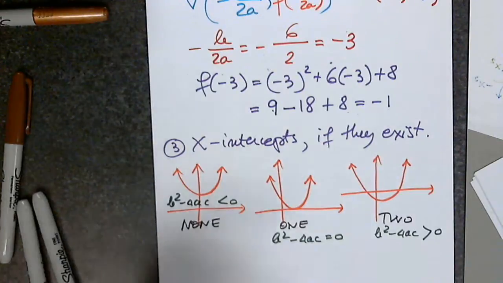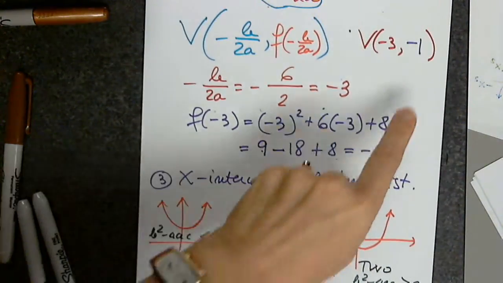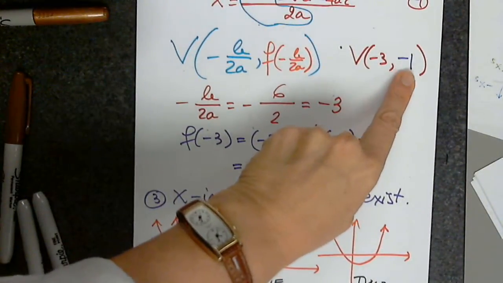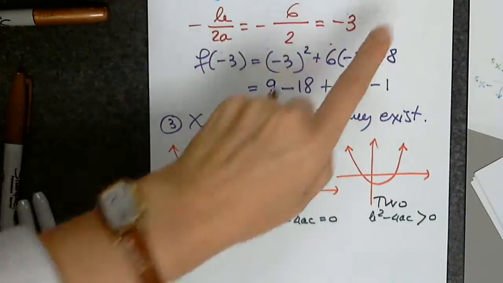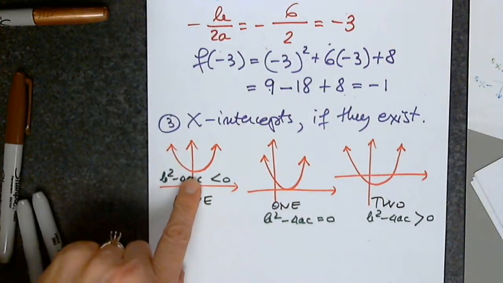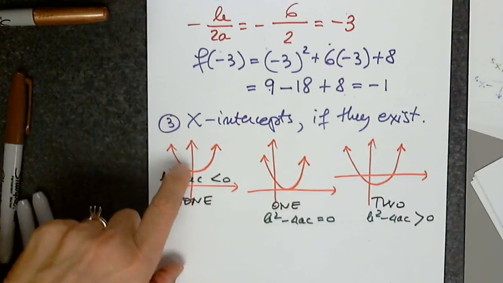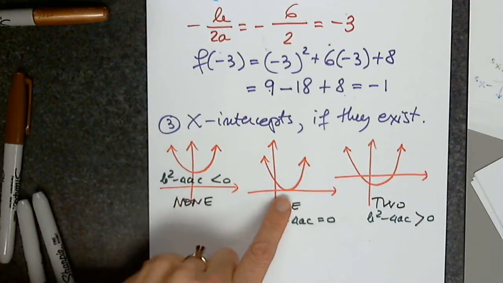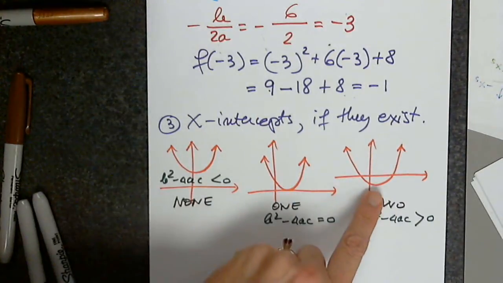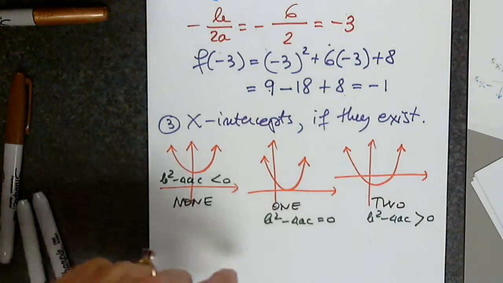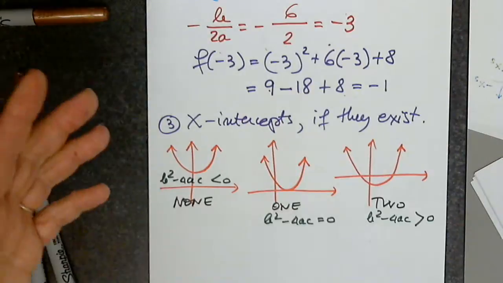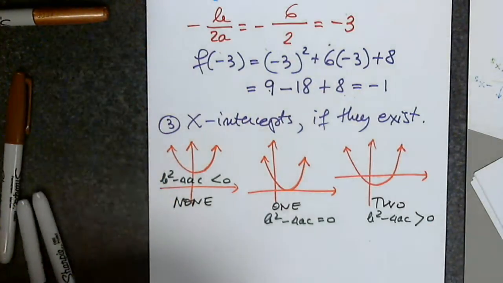Exactly. So they exist. Only because this number on the minimum is negative. If I had negative 3 comma 5, it would have been this situation. If I had negative 3 comma 0, it would have been this situation. But because I have negative 3 comma negative 1, it must be this one. So otherwise I don't want to waste my time. But they exist, so I have to find them.